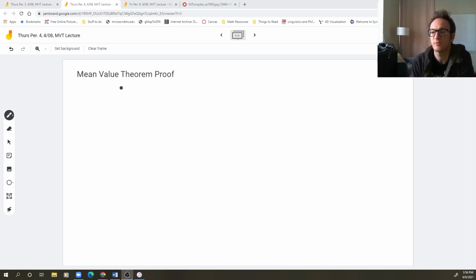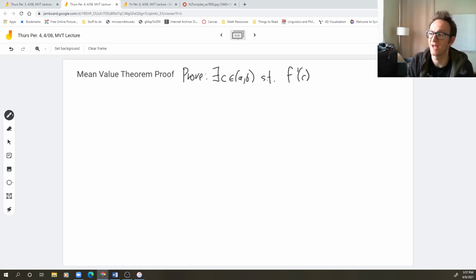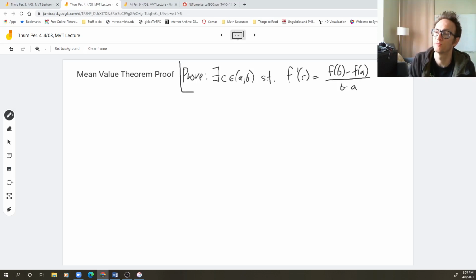So what have we done so far? We've discovered Rolle's theorem, discussed it, drew pictures, proved it, discussed the mean value theorem. And what does the mean value theorem say? What is the statement of the mean value theorem? Well, if this function is continuous and differentiable, then what we need to prove is that there exists a point c on the interval [a, b], such that the derivative of f at c equals (f(b) minus f(a)) over (b minus a). This is the goal. Prove that this is true.